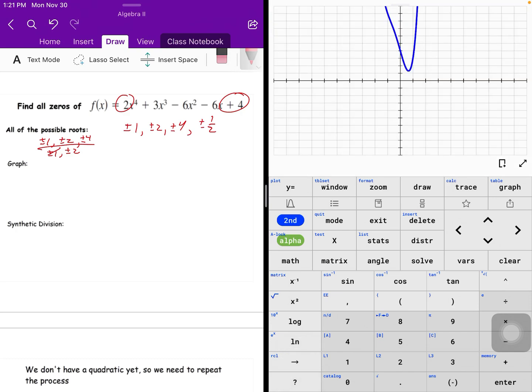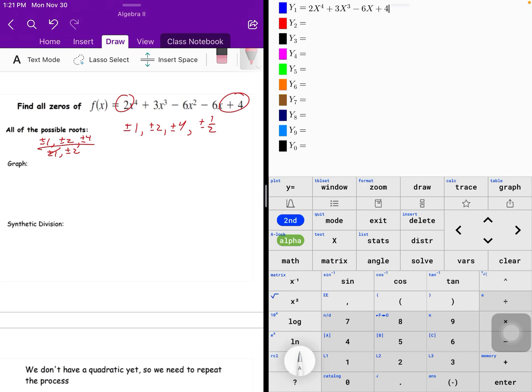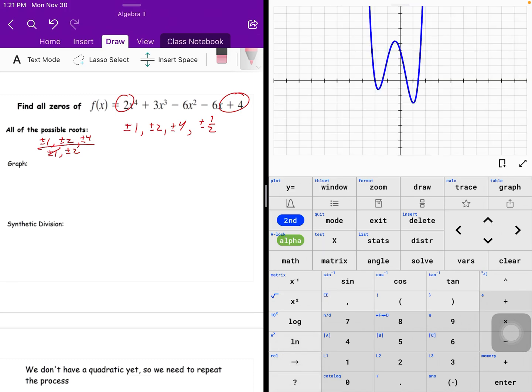Hit graph. Oh, didn't cross the y-axis, so maybe I missed something here. Yep, I missed the squared one. So there's squared minus 6x. There we go, hit graph. There we go, now it crosses at, I don't know, it looks like a -2.